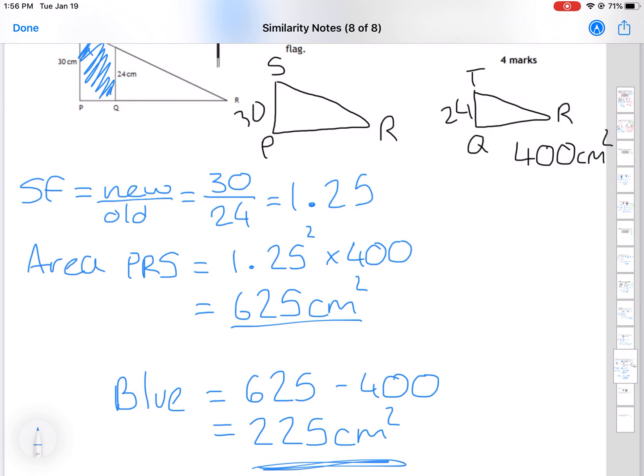So as you can see with this one, it's a question that's kind of trickier but disguised within something else. So it's an area similarity question just with an extra bit to do at the end.